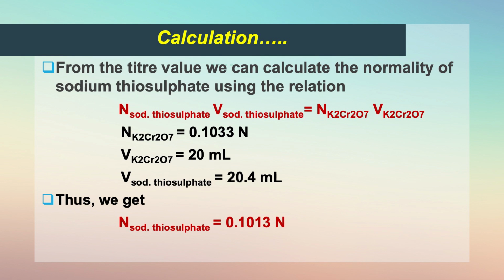Now, from the titer value, we can calculate the normality of sodium thiosulfate using the volumetric relation N sodium thiosulfate into V sodium thiosulfate equal to N potassium dichromate into V potassium dichromate. In the present experiment, we already got N potassium dichromate equal to 0.1033 normal. Volume of potassium dichromate is equal to 20 ml. Volume of sodium thiosulfate is equal to 20.4 ml, which is the concordant value of the previous titration. Now, we got the normality of sodium thiosulfate solution as 0.1013 based on this volumetric relation.